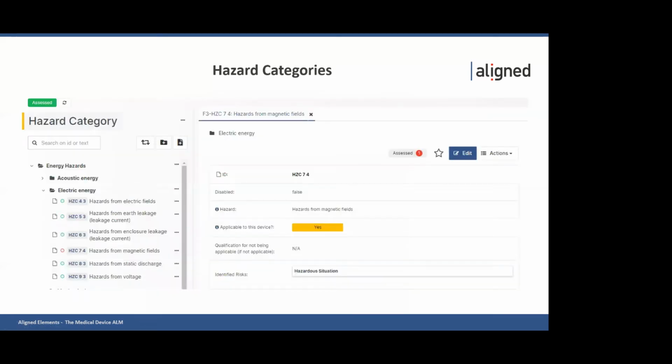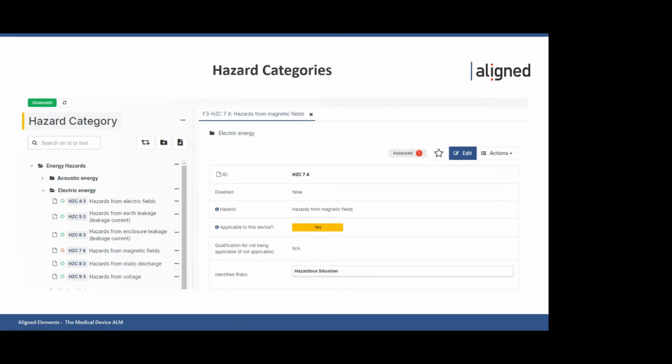So what does this look like? It looks like this. I have this magnetic field generic hazard, and then I tell the system, yes, it is applicable. And the system then expects me to start writing down what kind of hazardous situations we are talking about when it comes to magnetic fields. And otherwise, the system will tell me, you need to work on this. This is not consistent with what you've promised.